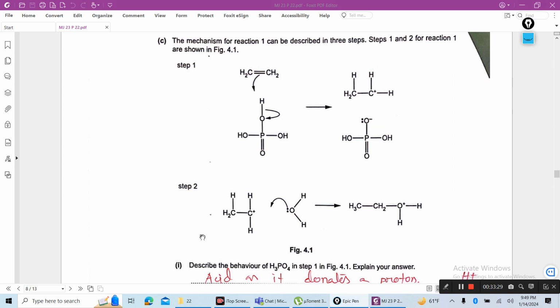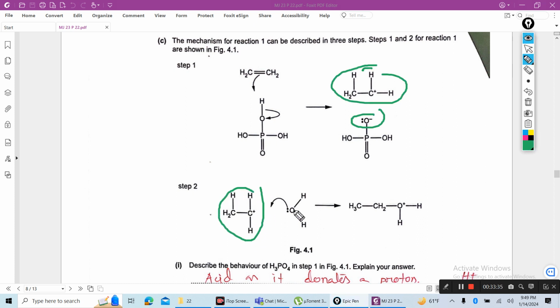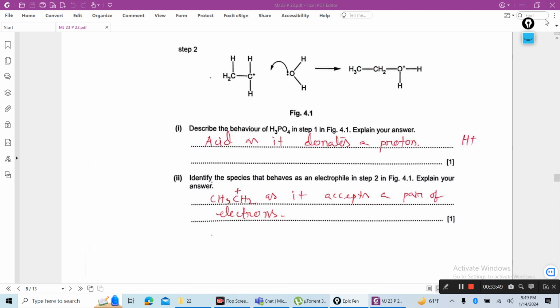Step 2, this positive electrophile, water lone pair gives electron to the electrophile and this positive species is formed. Now you see, what is the question asking?